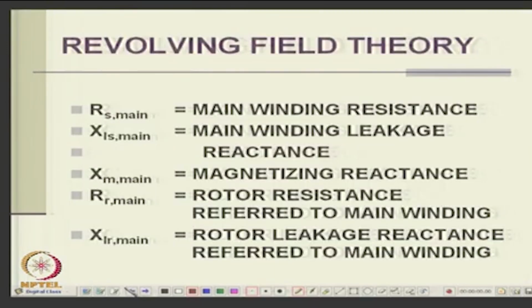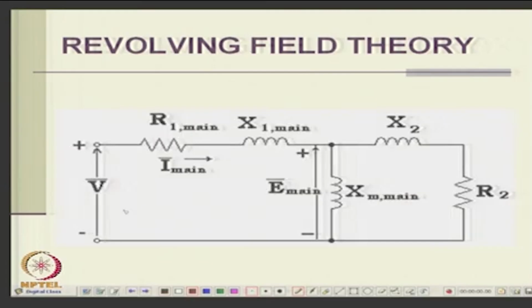Okay. So, we have these parameters: Vs, Is, Rs (I would prefer to have S here), XLS, XLR, Em or Es, Xm main, and this is Rr. Agreed? No problem with this so far.